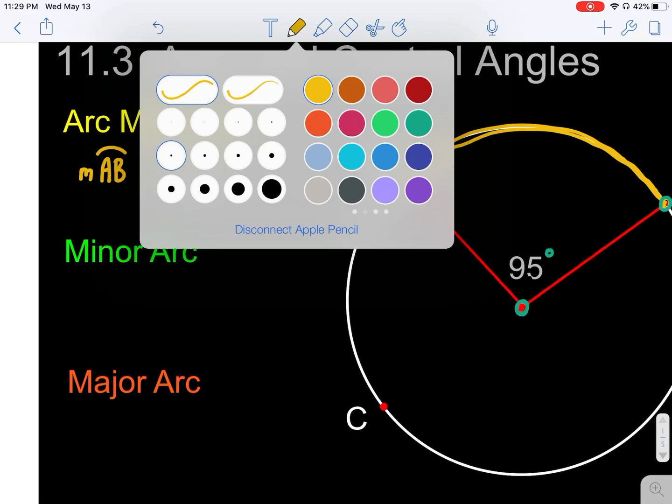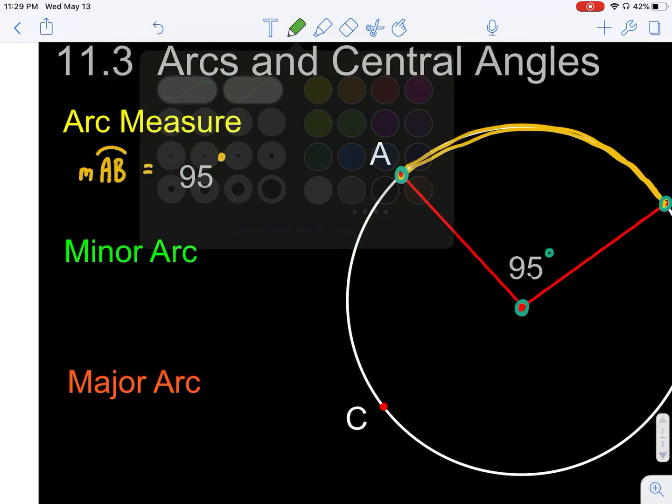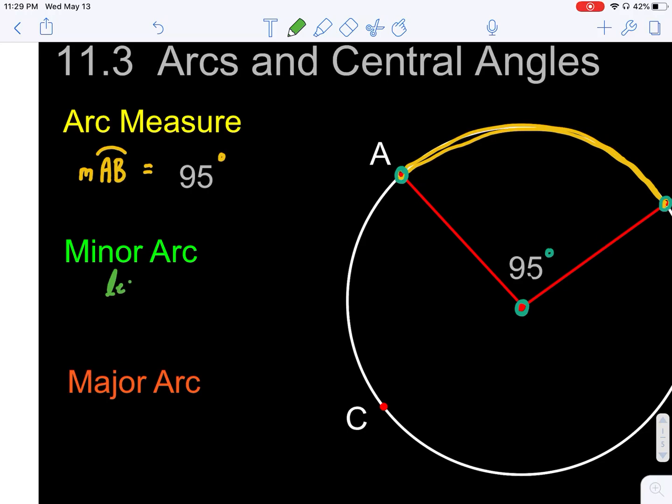There's two types of arcs we're going to work with. We're going to work with minor arcs and major arcs. A minor arc is less than 180 degrees. So it's less than half of the circle. And when we label a minor arc, we use 2 points to label it. So in this case, the minor arc would be AB, 2 points. AB has a measure of 95 degrees, which is less than 180 or less than half the circle.